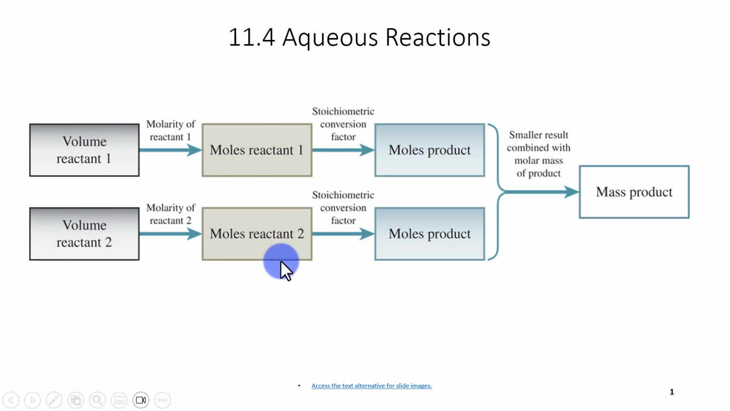And once I have moles of the reactants, then I can use conversion factors to calculate moles of product. I can use those molar coefficients. And once I have the moles of my product, I can convert to the mass of the product using the molar mass of the particular product in question. Let's take a look at an example.